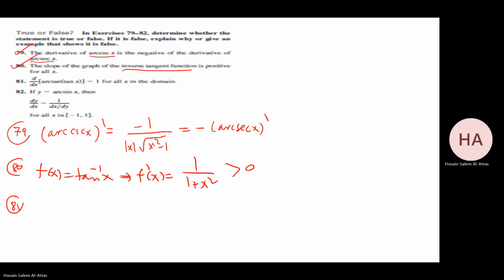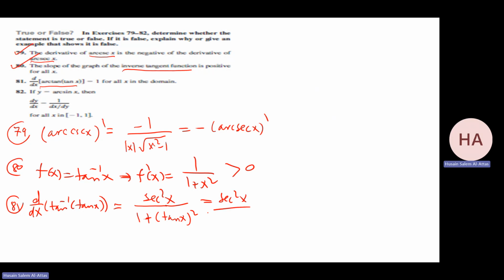81. Derivative of this. What will be d over dx of tan inverse of tan x? That will be 1 over 1 plus tan squared x, 1 over 1 plus u squared. What is my u? Tan x, times the derivative of tan, which is secant squared. So I have secant squared over 1 plus tan squared, which is secant squared, and that is 1. So this is also true.